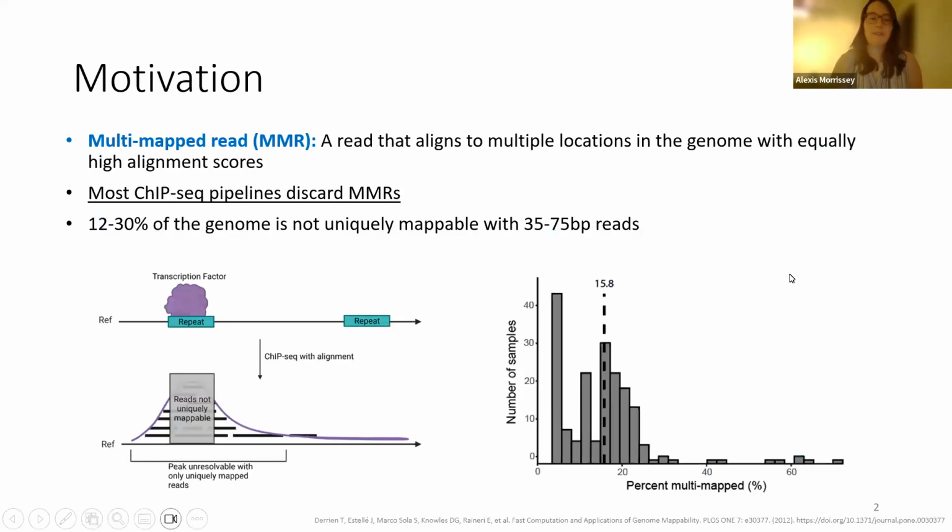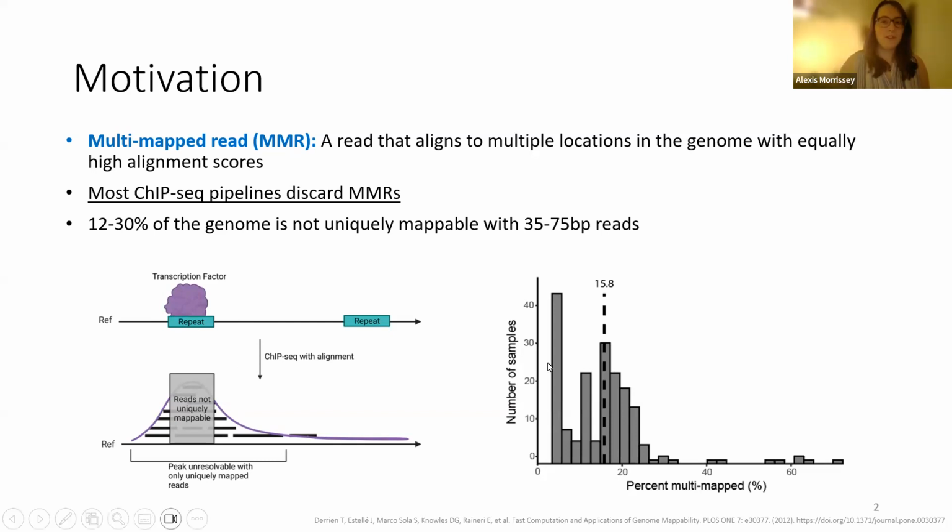So getting into some definitions and motivation, the most important definition is what is a multi-map read? It's a read that aligns to multiple locations in the genome with equally high alignment scores. And so how does this arise in ChIP-seq data? This happens when a transcription factor binds to a repetitive region of the genome, and therefore any reads that are within this repetitive region will now become multi-map because this repeats in multiple locations in the genome. And the reason we care about this is because most standard ChIP-seq pipelines actually discard multi-map reads, and that means that we're losing a lot of data.